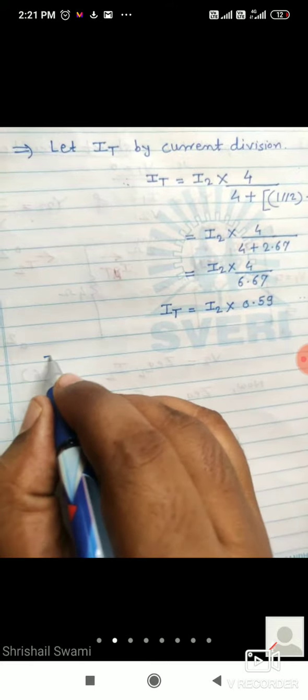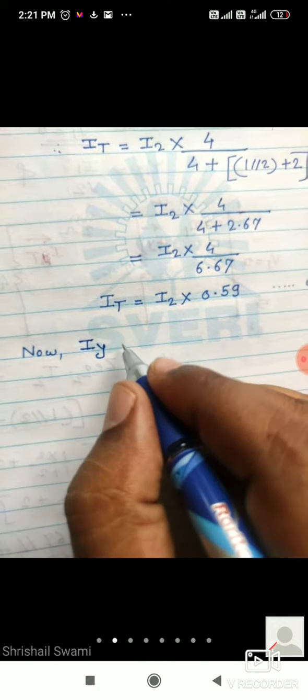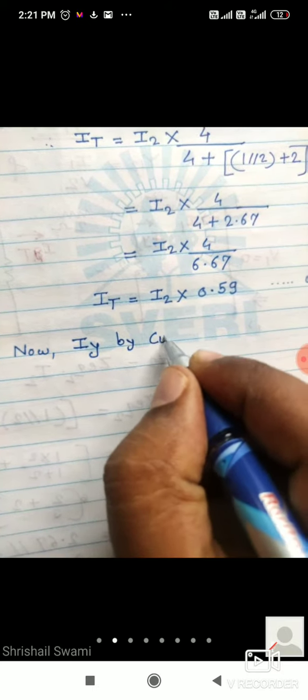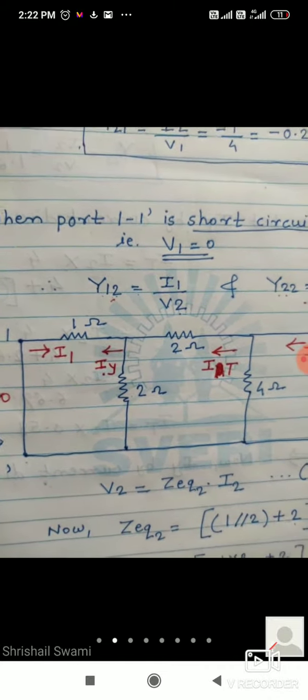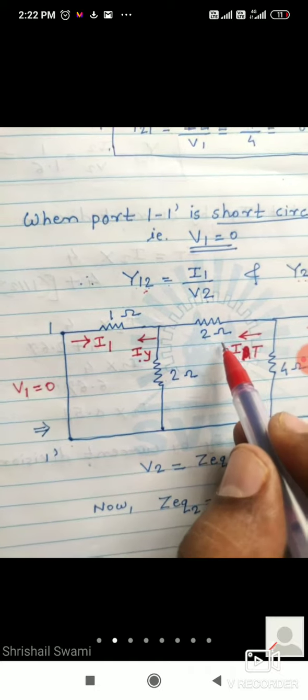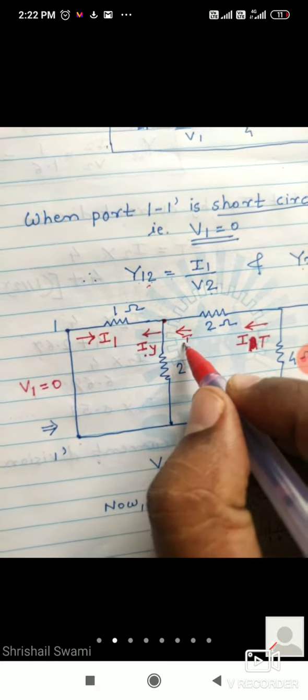Okay. Now once again you have to find out the total current IY, by current division. Now IY has to be found. Two times you have to apply current division in this problem, that's why it is difficult to understand. Now we found IT, now find IY. Why are we calculating it? IT current is flowing through the 2 ohm. It is coming up to this point. This is IT.